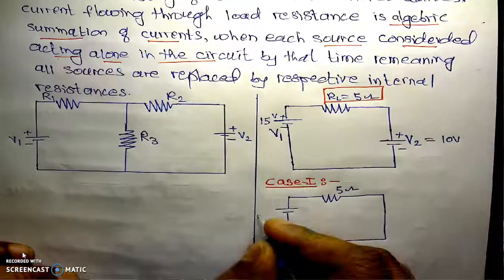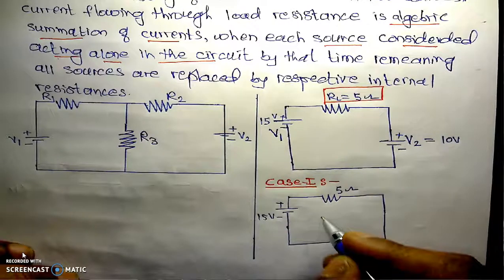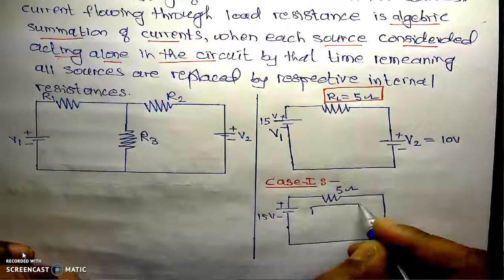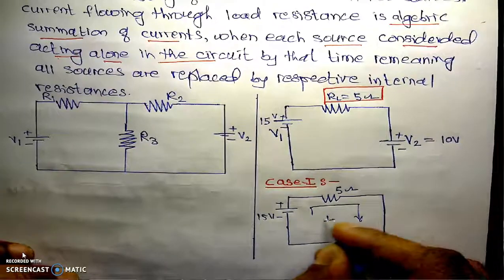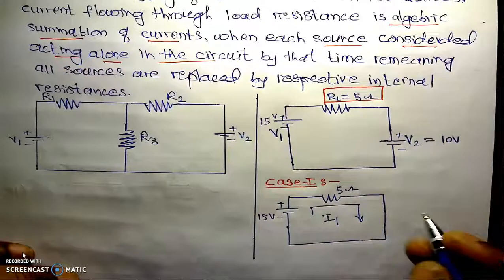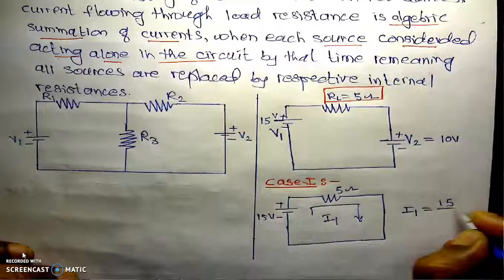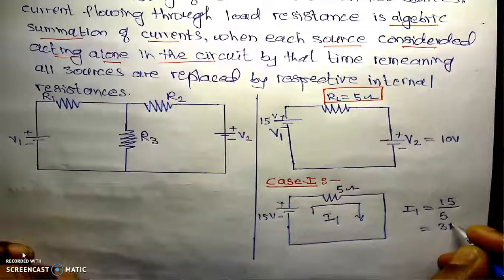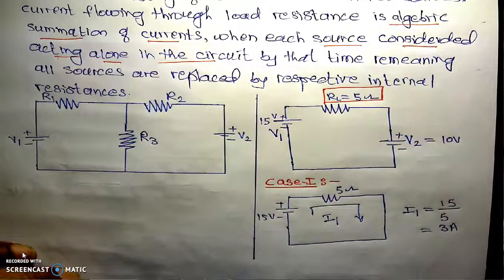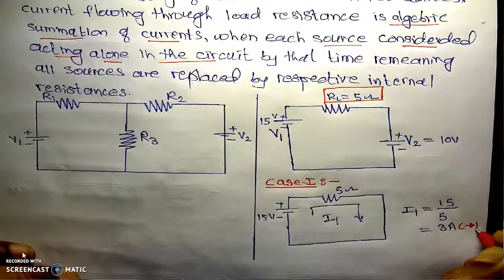This is 5 ohm. It is a 15 volt source, plus and minus. We will try to find out the current in this particular loop, which is forward for the 5 ohm resistance, and this current I will name I1 for case number 1. This I1 is equal to total voltage, which is 15, divided by total resistance, which is 5, which is 3 amperes. This 3 amperes is the current flowing in the 5 ohm resistance, and its direction is forward.